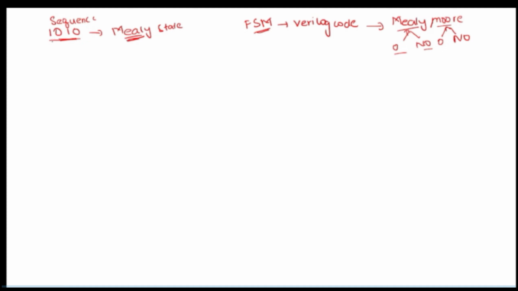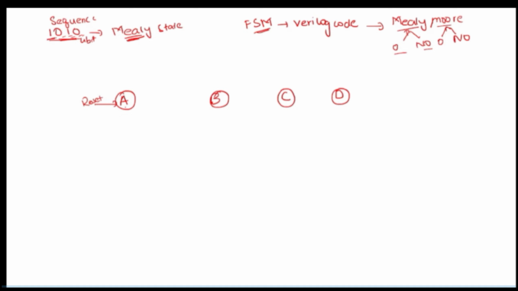So this is my sequence, 1010. It consists of 4 bits. Since this is a Mealy state machine, as many bits as are present, that many states will be present. So since there are 4 bits, you will have 4 states. Let us consider those 4 states as A, B, C, and D. Since 4 bits, 4 states. Presently it is in the idle state. As soon as you give reset, everything will be set to the default values. Now coming to the sequence.